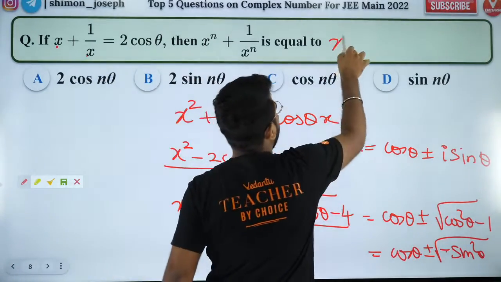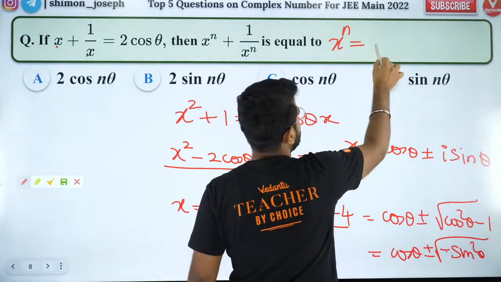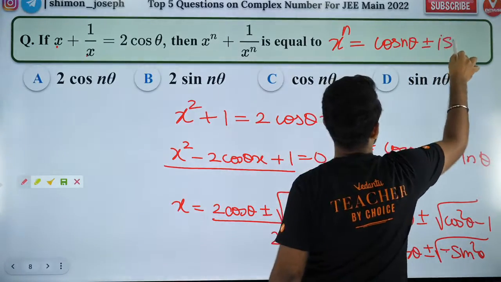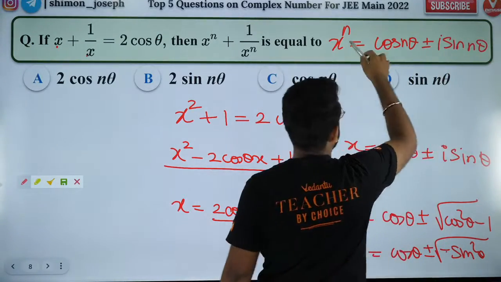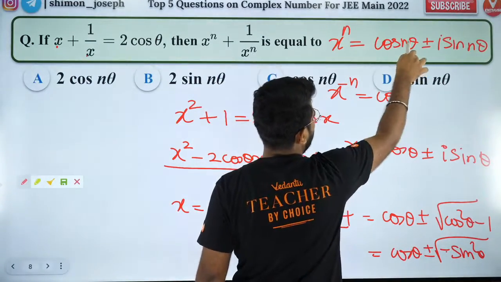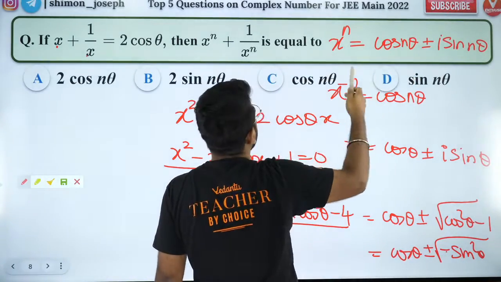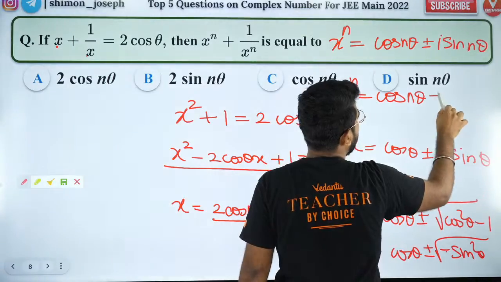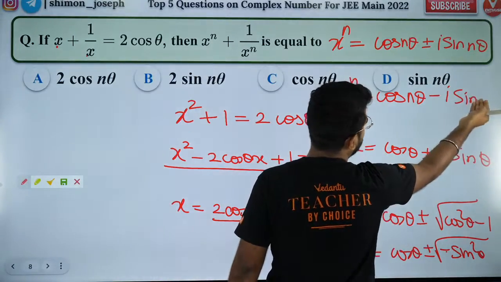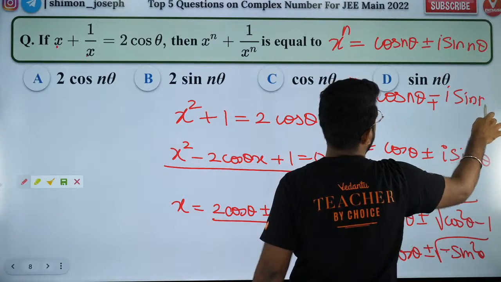So what will be x to the power n? By de Moivre's theorem, it is going to be cos of n theta plus or minus iota sin n theta. What will be x to the power minus n? It will be cos of minus n theta, which is cos n theta only, because cos of minus n theta is equal to cos of plus n theta. Then iota times sine of minus n theta; the minus will come outside, so plus or minus becomes minus or plus sine of n theta.